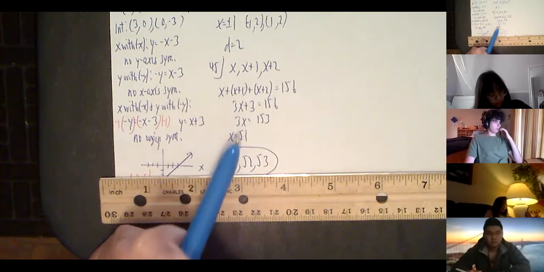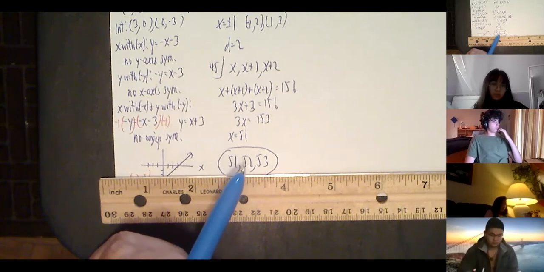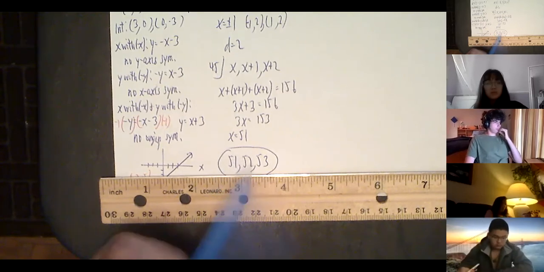Okay, because x was only the smallest number. So I just take these 3 numbers. They are consecutive, and you can check for yourself very easily. If you add them up, you do indeed get 156. So that's it for that.